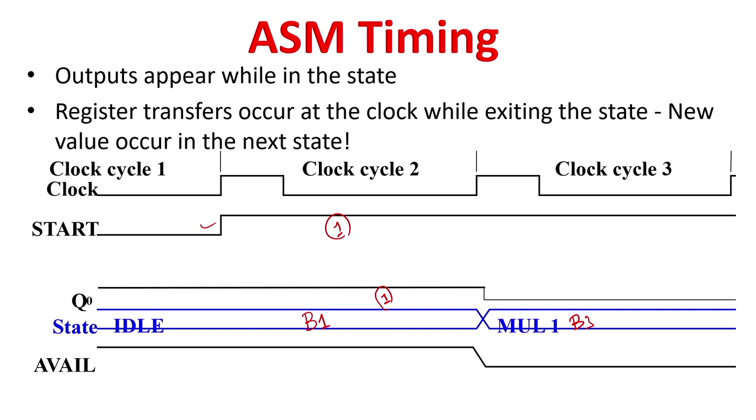Okay. So, the output appears while in the states, and register transfer occurs at the clock while executing the states, and the new value occurs in the next state. So, this is the next state and the new value occurs in the next state. So this is the concept of an ASM block. An ASM block is a state box and its associated condition box, all outgoing edges and conditional state boxes. Okay. So, all three things constitute an ASM block, and an ASM block executes in one cycle.